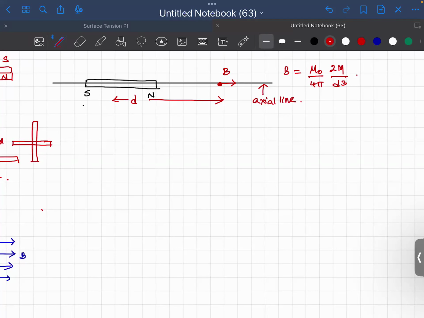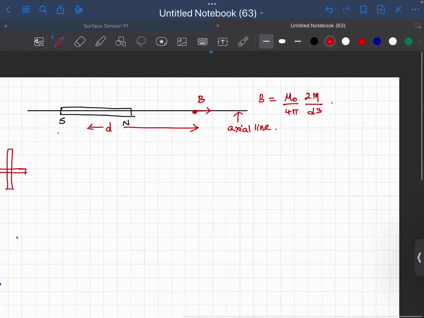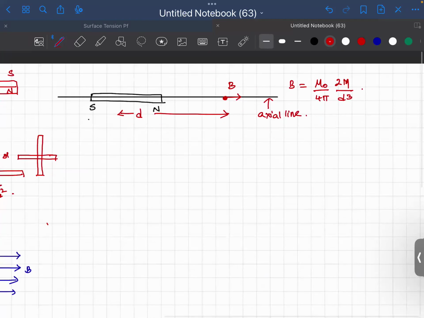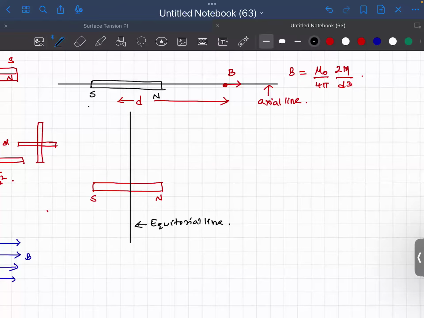On the other hand, if you have the bar magnet like this, south and north, this line is called the equatorial line. That line is called the equatorial line.